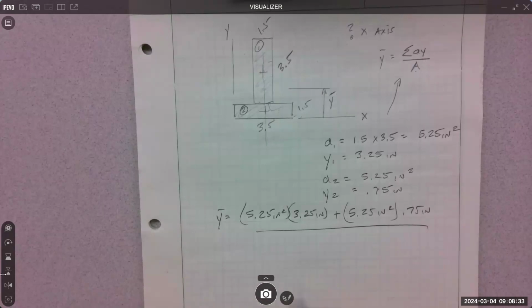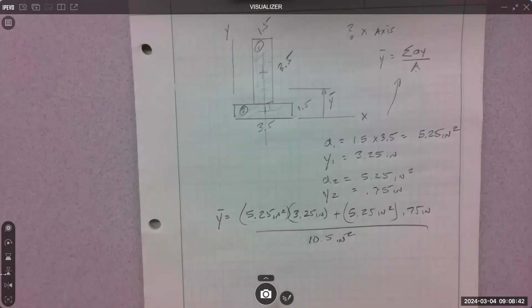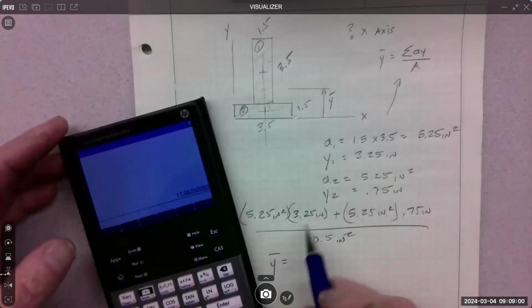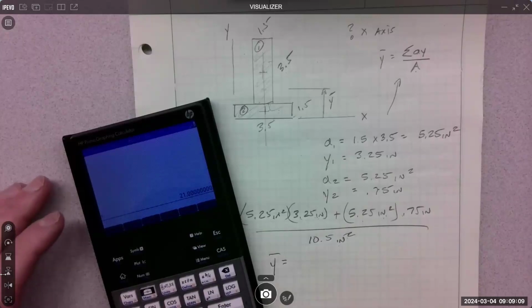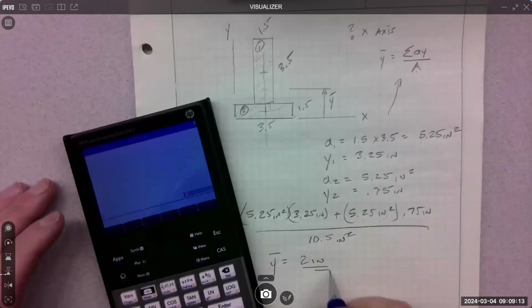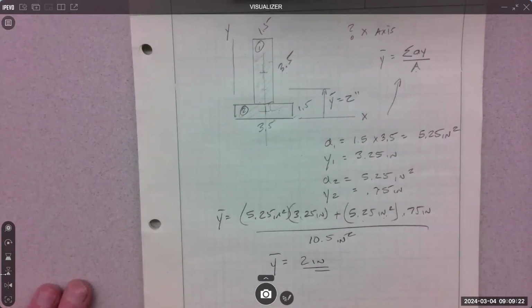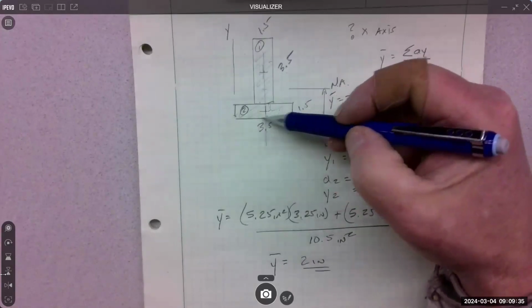And all of that over the total area, which is this plus this, 10.5 inches squared. If you do the unit analysis, we have inches to the third plus inches to the third divided by inches squared, so we're left with an inch. So y bar equals, I'll just run it out here. It's that plus this, and 10.5 divided, 2 inches. So y bar equals 2 inches. That's where that axis ends up. It's the neutral axis, we call it NA. It is the axis of balance point, right? Again, I don't need to find where the y is. I know it's directly through the center, half of the 3.5, right?